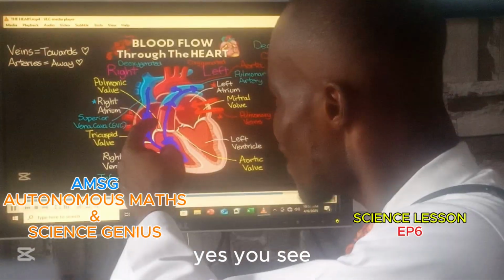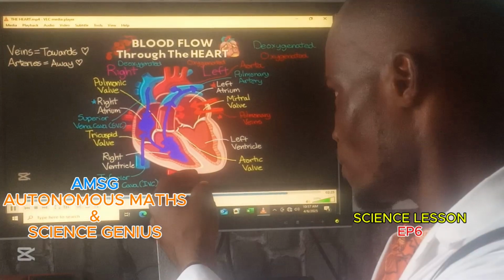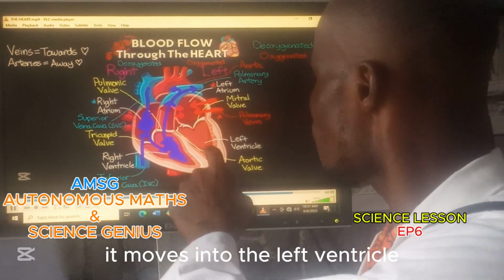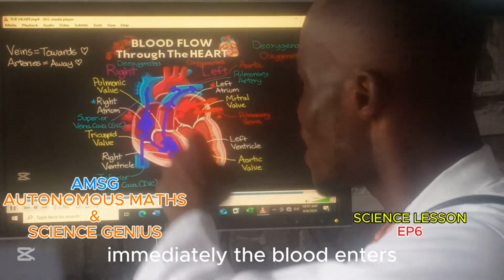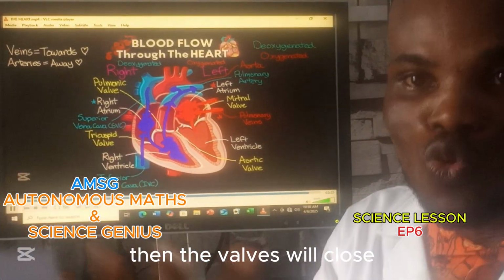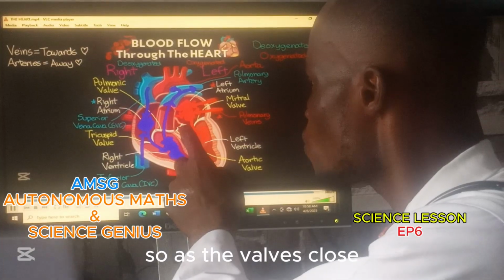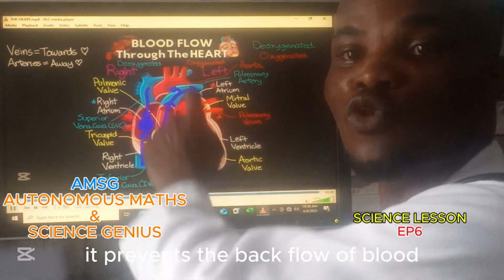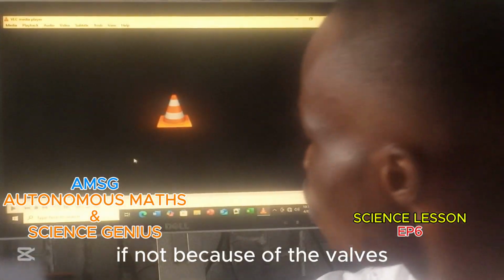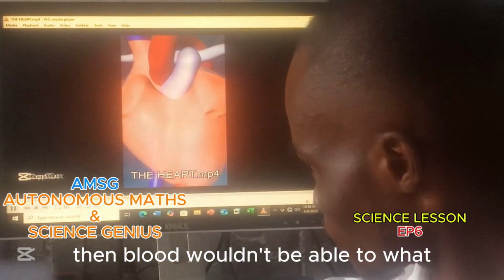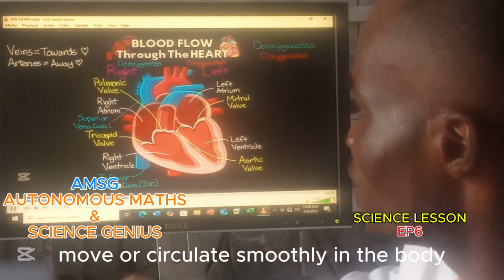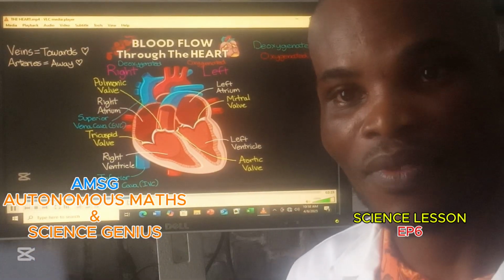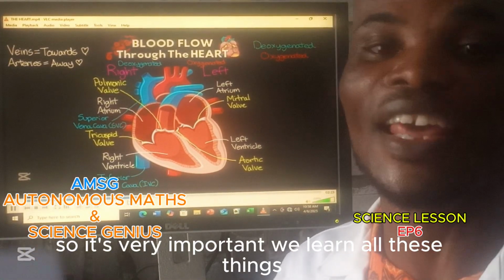Yes, you see, as blood moves into the left ventricle, for instance, as it opens for blood to enter, immediately the blood enters, then the valves will close. So as the valves close, it prevents the backflow of blood. If not because of the valves, then blood wouldn't be able to what? Move or circulate smoothly in the body. So it's very important we learn all these things.